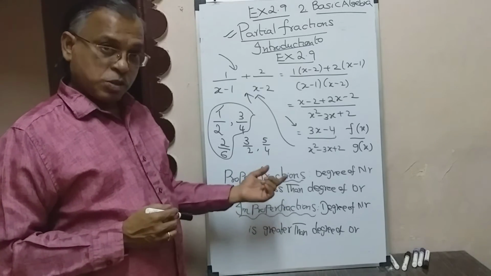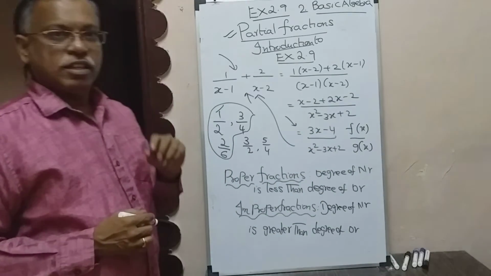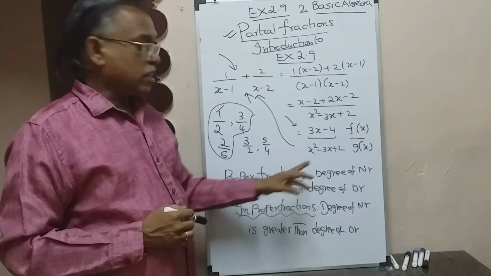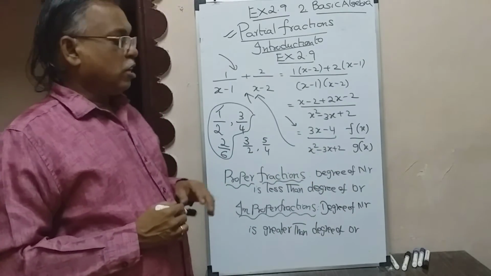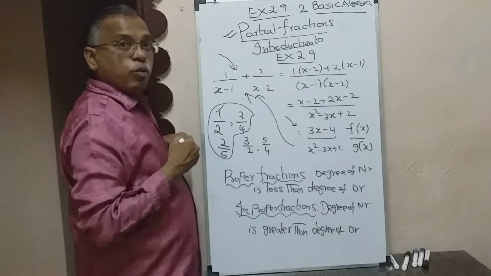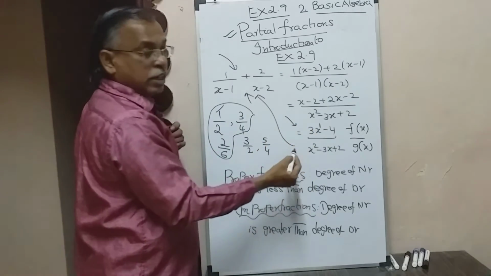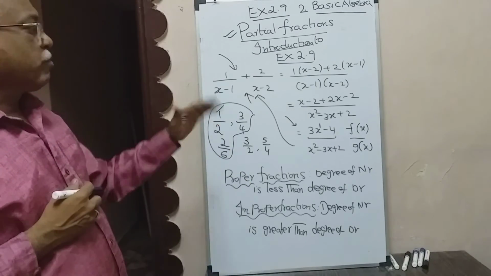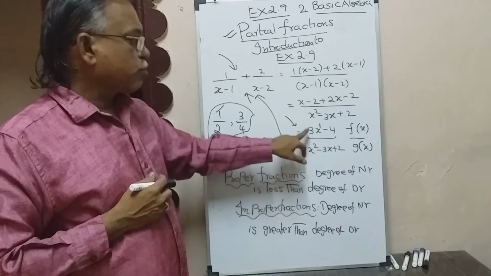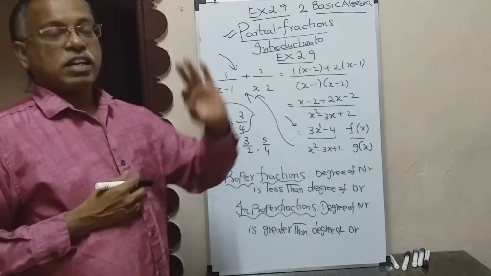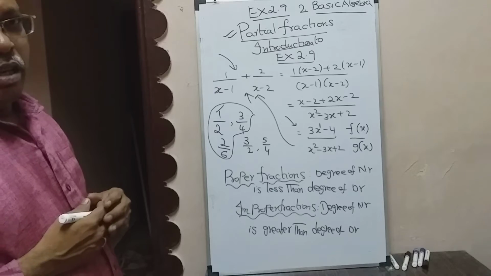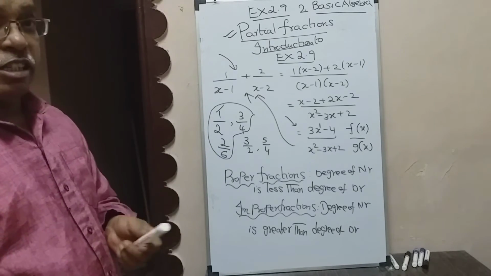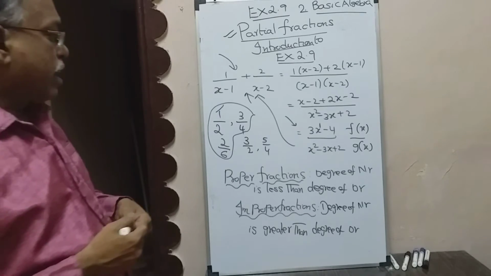Similarly, here a proper fraction means the degree of f of x, the numerator, is less than the degree of g of x, the denominator. You see here, what is the degree of the numerator? x power 1, and here x square, 2. So you can find the partial fractions only if it is in this form. Only for proper fractions can you find partial fractions. But what about improper fractions, sir? How will you convert them into proper fractions? You can divide.